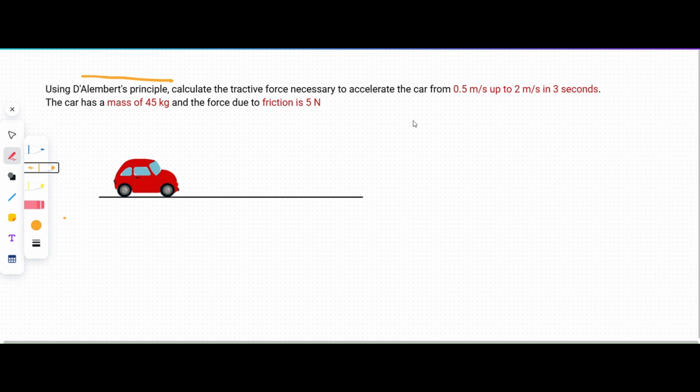So we want to go from, don't forget, U stands for initial velocity. So that's going to be 0.5. So we go from 0.5 meters per second up to V, which is the final velocity, 2 meters per second. And they're going to do that in 3 seconds. So what force do we need to produce to do that? The car is not a very big car, 45 kilograms.